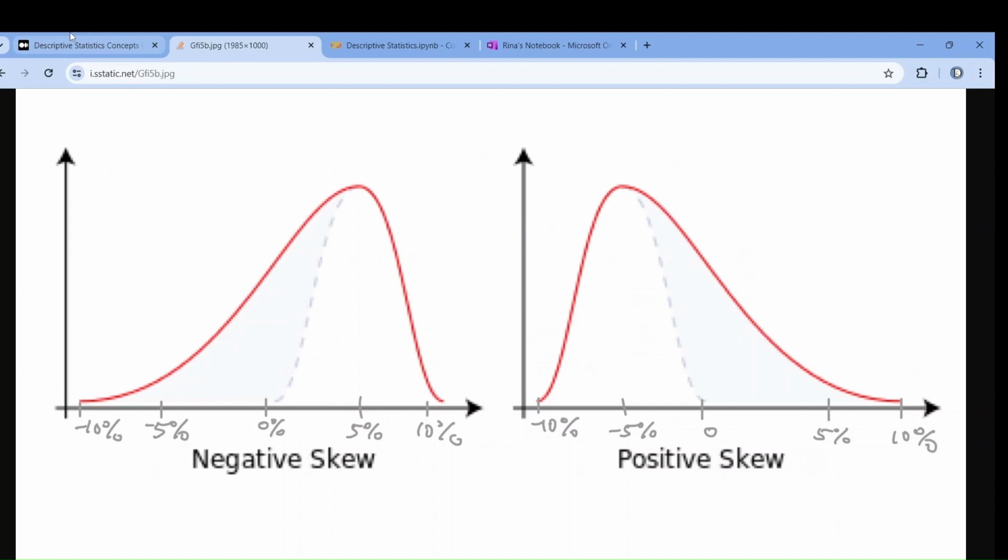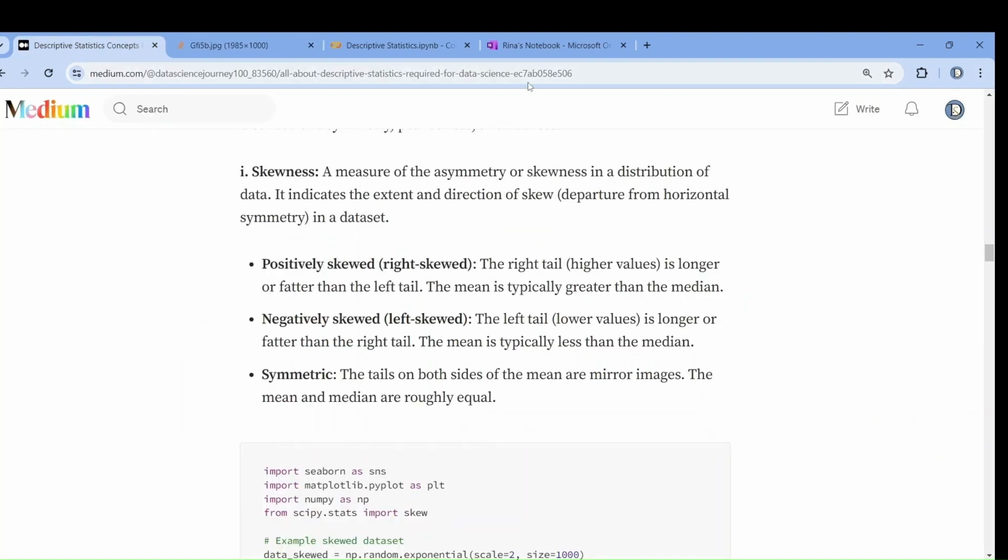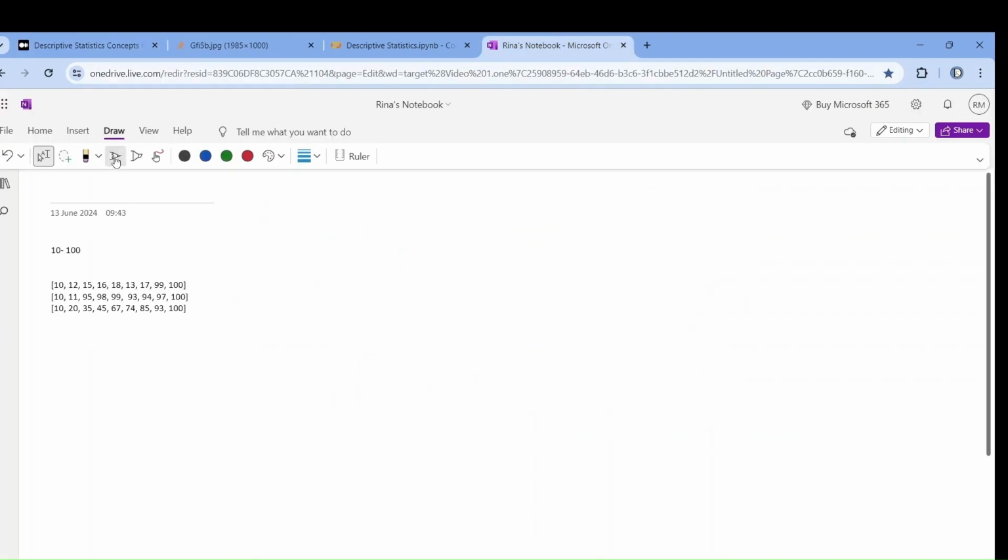Okay. And if the data is symmetrical, then how will it look? Then it will look like this one. Okay. Almost the same on both sides. Then we can say the data set is symmetrical. Fine.